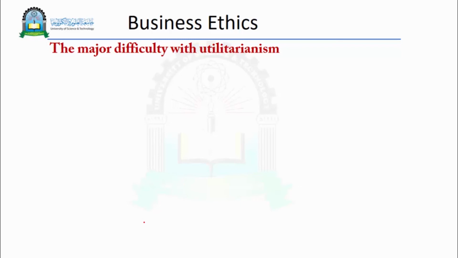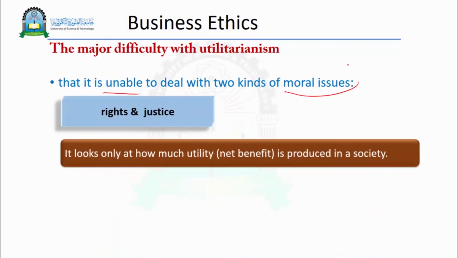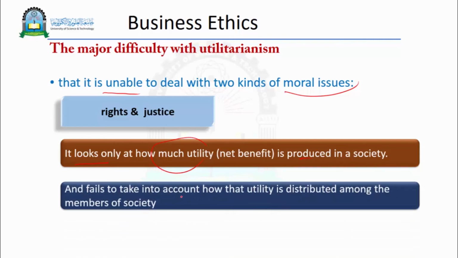Now there's a major difficulty with the principle of utilitarianism, and this is about the other kind of terms, which is that utilitarianism is unable to deal with two kinds of moral issues, that is, rights and justice. How is that possible? Utilitarianism only looks at how much utility is given to the society, but it fails to take into account how this utility is distributed among the members of society. That is why utilitarianism works like an umbrella under which benefits are given to the whole society, but it does not address how much of this utility should be given to every individual in the society.